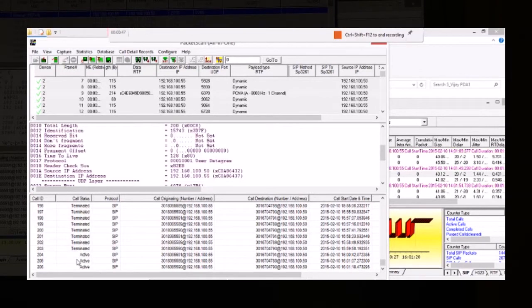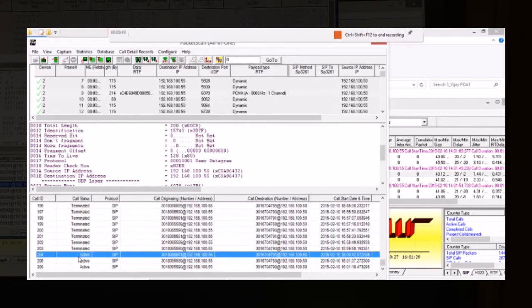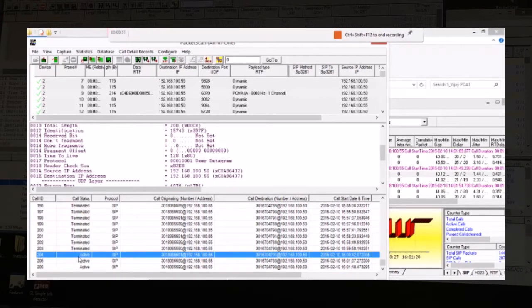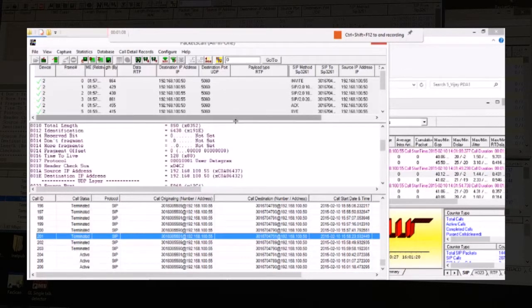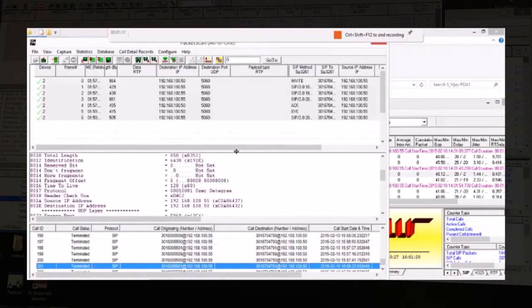So down in this third pane here, if I double click on this, now all of the packets associated with one call, that was a call from 301-838-5591 to 301-670-4791, are collected, and here you see the signaling. So this is the main feature of the main analyzer screen.